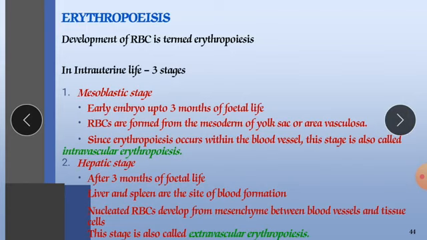Erythropoiesis. The development of RBC is termed erythropoiesis. It is also called hemopoiesis. In hemopoiesis, there is formation of all the types of blood cells. In the intrauterine life, there are 3 stages. In that, first stage is the mesoblastic stage. In the early embryo up to 3 months of fetal life, RBC are formed from the mesoderm of the yolk sac or area vasculosa.